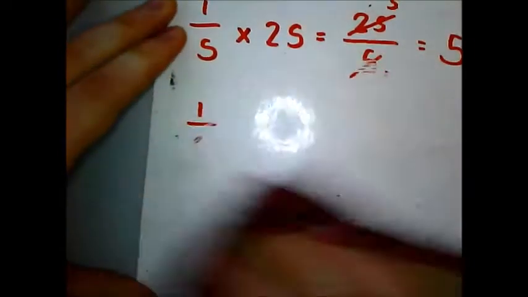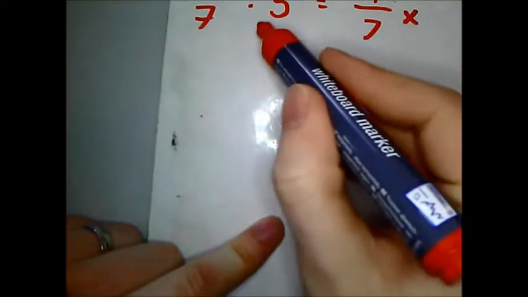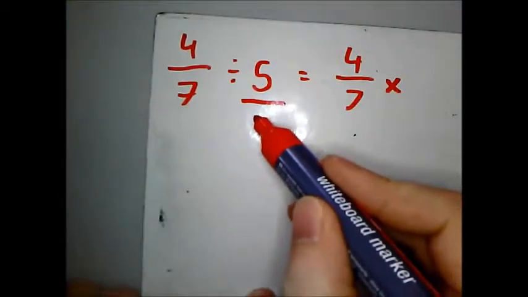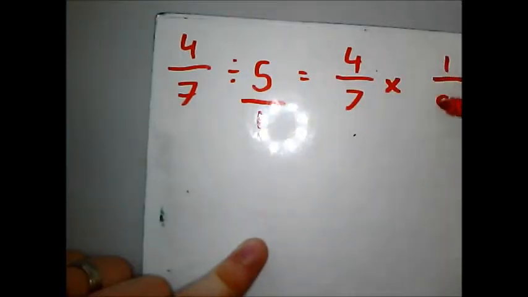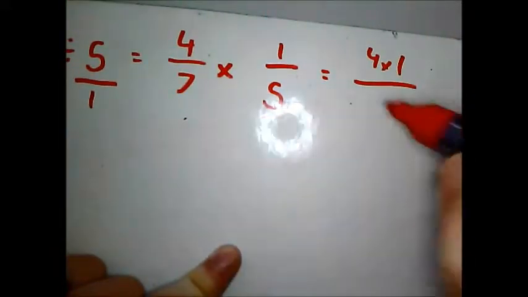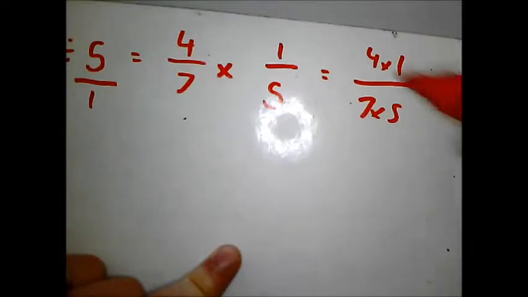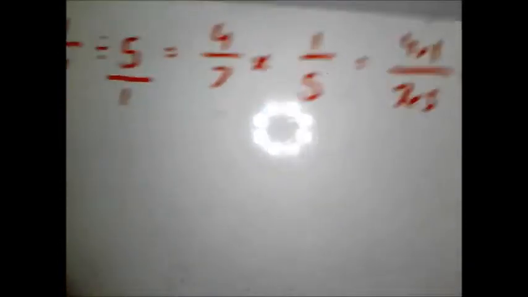Okay, let's look at the next one. 4/7 divided by 5. So again, keep the first number the same, and we're going to multiply by the reciprocal. So if you want, you can do 5 as 5 over 1, so the upside down is a fifth. And then multiply the top numbers, so 4 times 1 on the top, and 7 times 5 at the bottom. So then we get 4 on the top, and 35 at the bottom, the denominator, I should say.